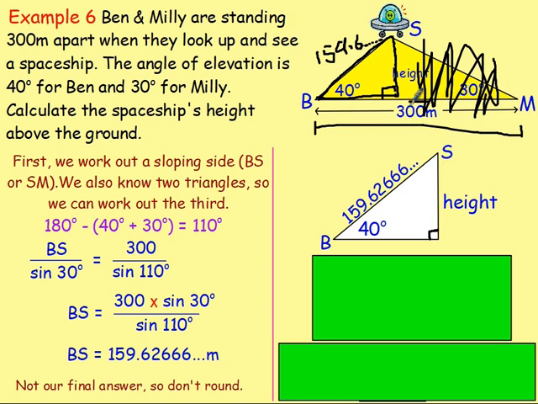Also, don't say that it's 150. That's a common mistake in the exam. It is not halfway. There is nothing to say that the spaceship is halfway between them. So you do not say that this bit here is 150 meters. Do not do that. You have to just use the information you are given. But what could you do next?